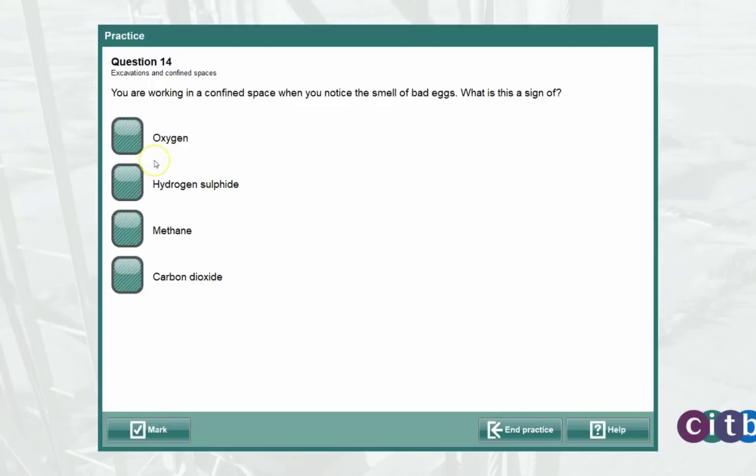You are working in a confined space when you notice the smell of bad eggs. What is this a sign of? Oxygen, hydrogen sulfide, methane, carbon dioxide.